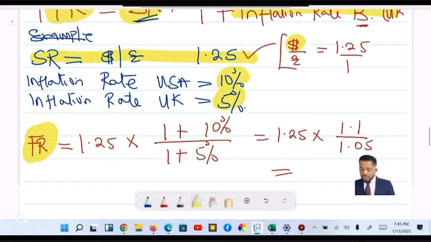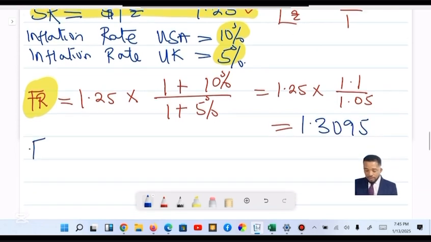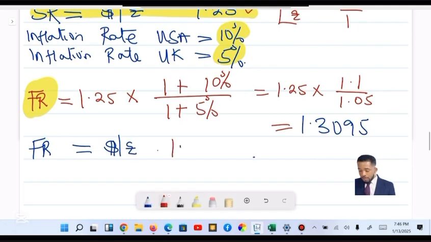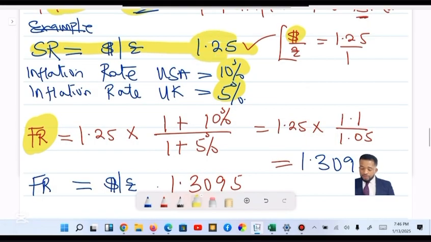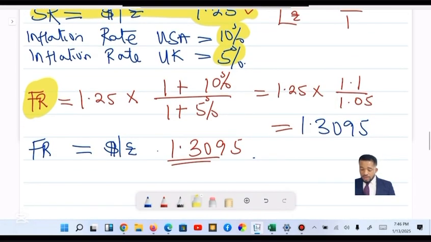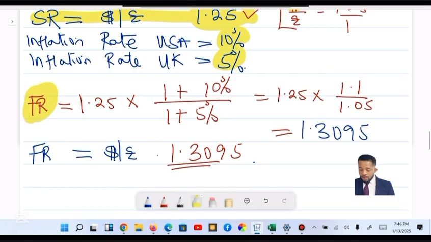And in this case, what do we have? If I multiply, I get 1.3095. So it means that my 1 year forward rate equals dollar to pound 1.3095. Now what has happened? Look at our spot. Our spot was 1.25. Now what is our spot now? Our spot has gone to where? It has increased to 1.3095.